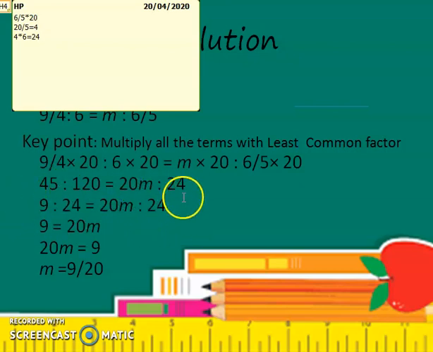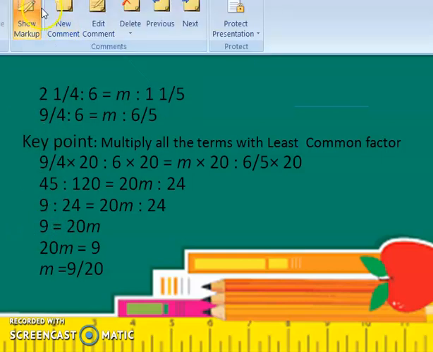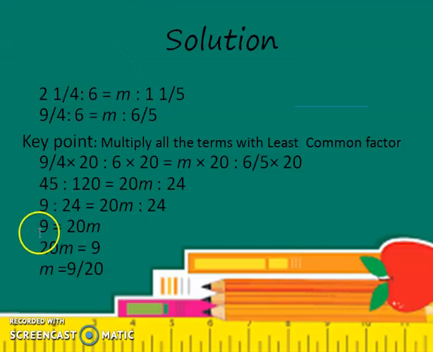Now all the fractions have been removed. Now what I will do, I will write 9 ratio 24 is equal to... what I have done here is divide this number by the same number, with the common factor. I will check the common factor here.